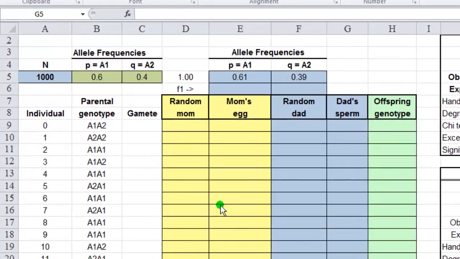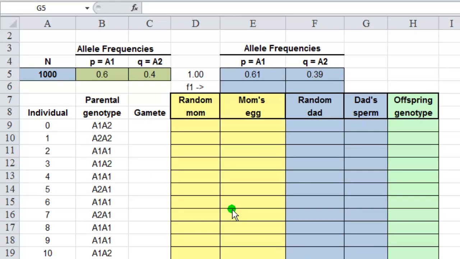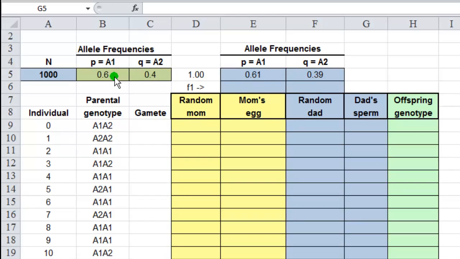Now, just to recall where we left off last time, we simulated a population of individuals down column A, and there were 1,000 individuals in total. We entered allele frequencies for the A gene, and we said that A1 had a frequency of 0.6 and A2 had a frequency of 0.4. And we used those values to simulate a genotype for each and every individual in our population.